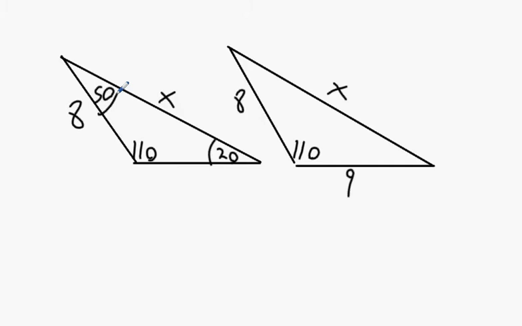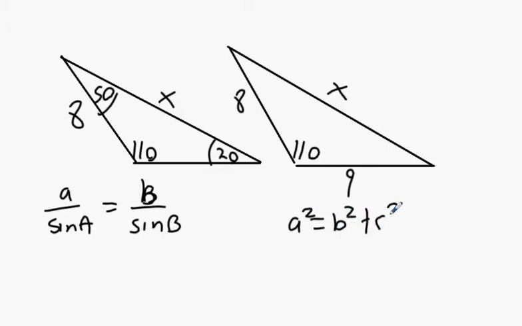Now, when you're using non-right angle triangles, what are the two main rules you're going to use? Sine rule and cosine rule. A over sine A equals side B over sine B. And then the other one is A squared equals B squared plus C squared minus 2BC cos A. The formula on the right is the cosine rule. The formula on the left is the sine rule. Are you happy enough with that?